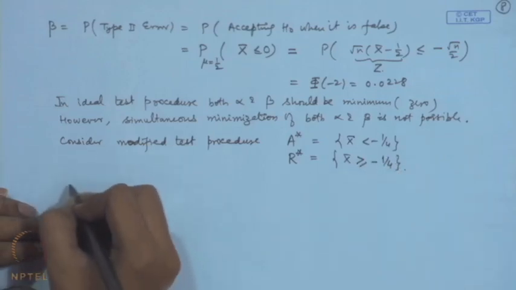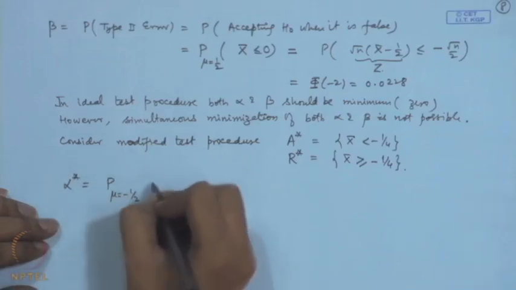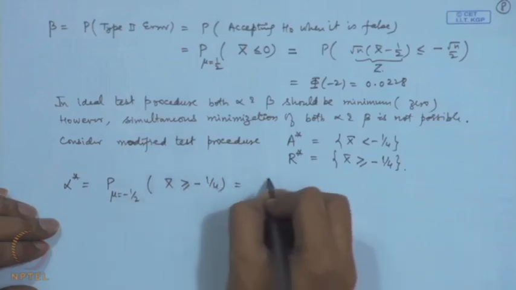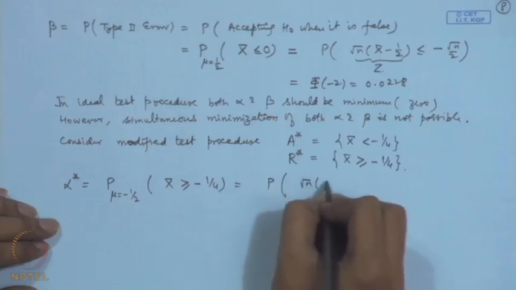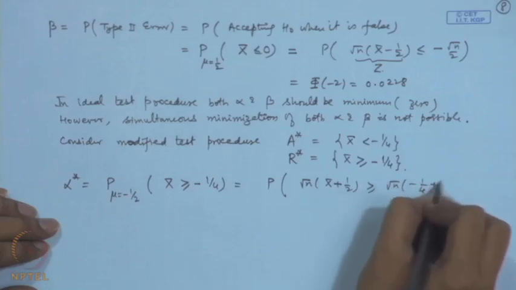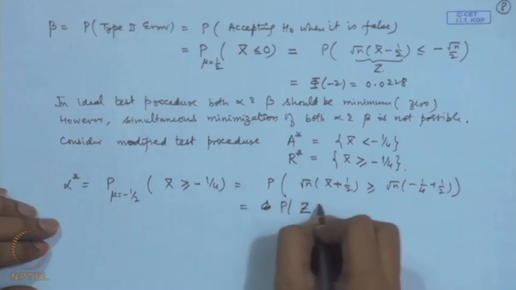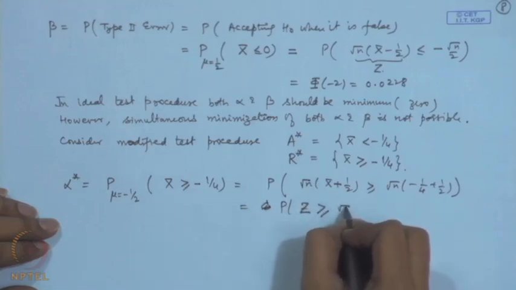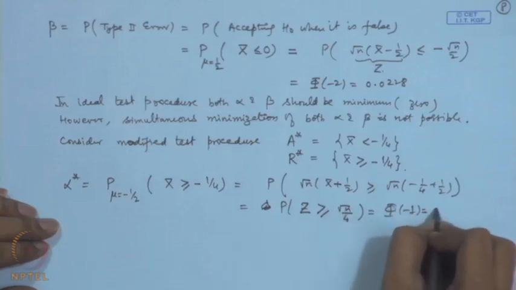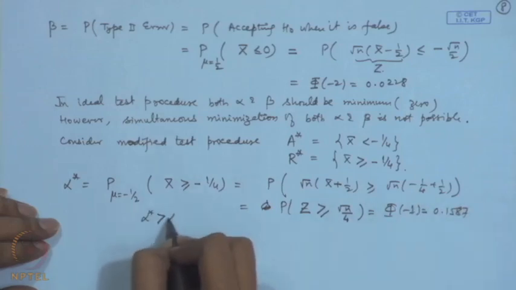If I take this, then our probability of type 1 error is the probability of x bar greater than or equal to minus 1 by 4, that is equal to probability of root n x bar plus half greater than or equal to root n times minus 1 by 4 plus half, that is equal to probability of z greater than or equal to minus root n by 4, that is equal to phi of minus 1, that is 0.1587. So, you can see here alpha star is greater than alpha.